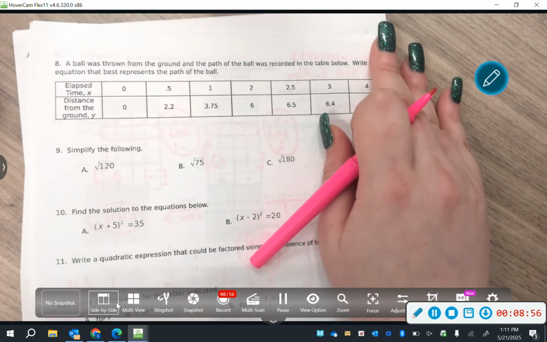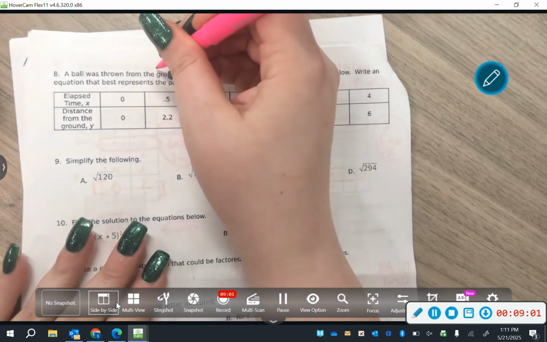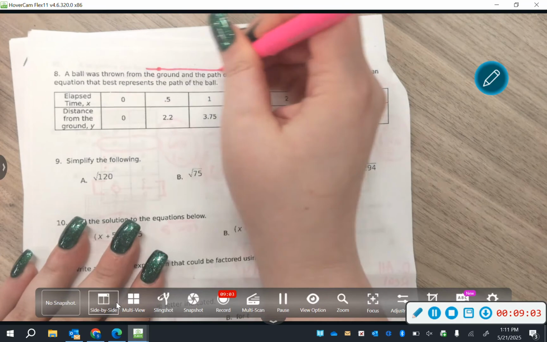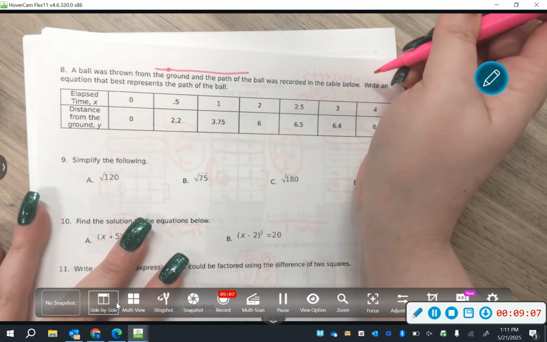Okay. A ball was thrown from the ground. So we're literally starting on the ground. Here's the ground. It was thrown from the ground, and the path of the ball was recorded in the table below.